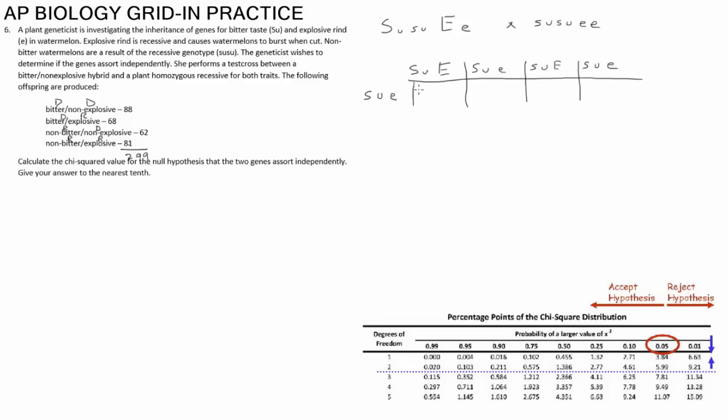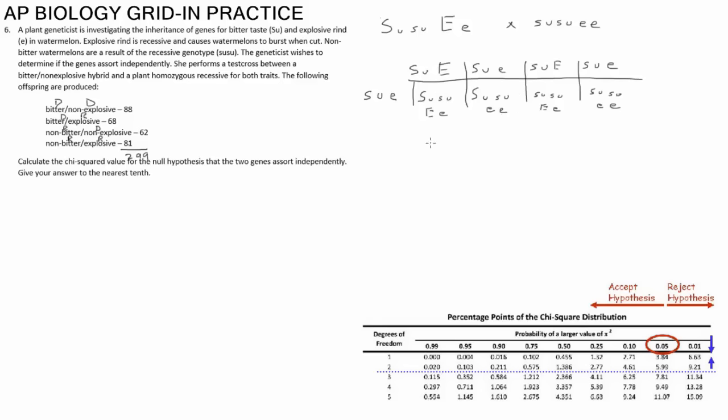So to figure out what those are going to be, I do capital Su, lowercase su, capital E, lowercase e; capital Su, lowercase su, little e; lowercase su, big E, little e; and all small. So we only have four different outcomes. As it turns out, these are in the same order. We've got bitter here because dominant Su and non-explosive because dominant E. We have bitter because dominant Su and explosive because we are homozygous recessive for explosiveness here. Non-bitter and non-explosive, and non-bitter and explosive. So these line up here.